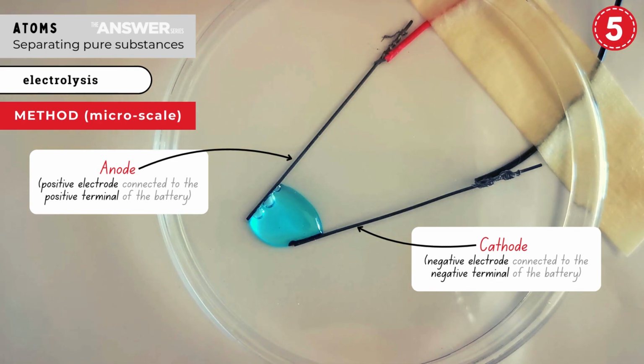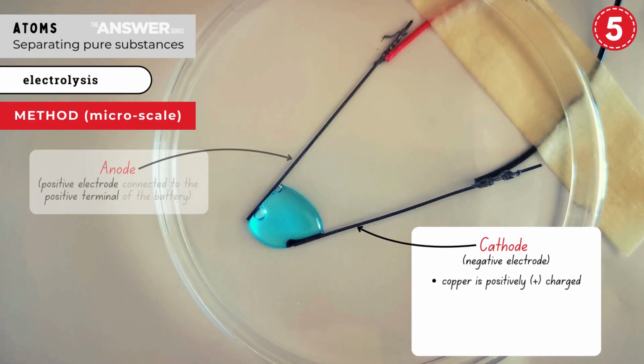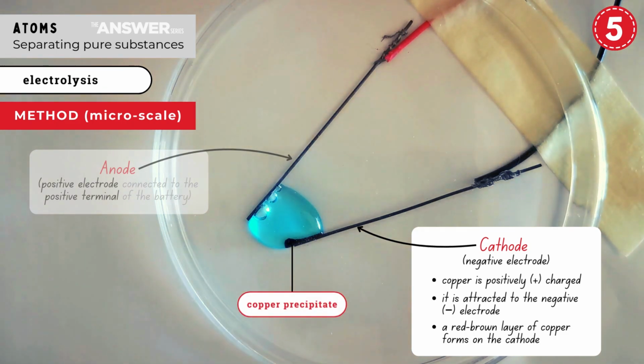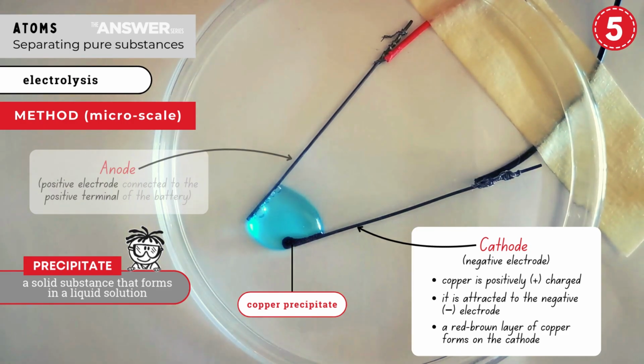So observe what happens at each electrode. When electricity flows through the copper chloride solution, it provides enough energy to break the chemical bonds between the copper and the chlorine. Copper is a metal with a positive charge, and it's attracted to the negative electrode called the cathode. You can see a red-brown layer forms on the negative electrode due to the formation of a copper precipitate. A precipitate is a solid substance that forms in a liquid solution.